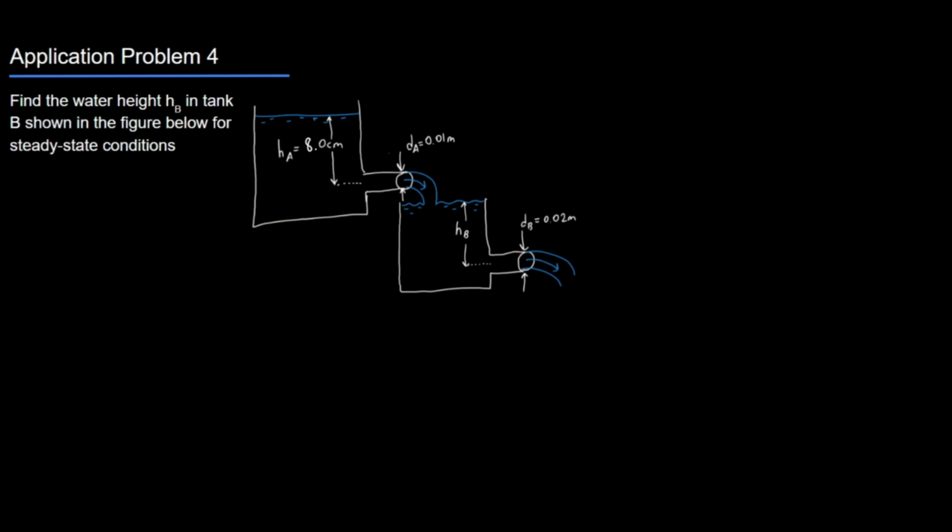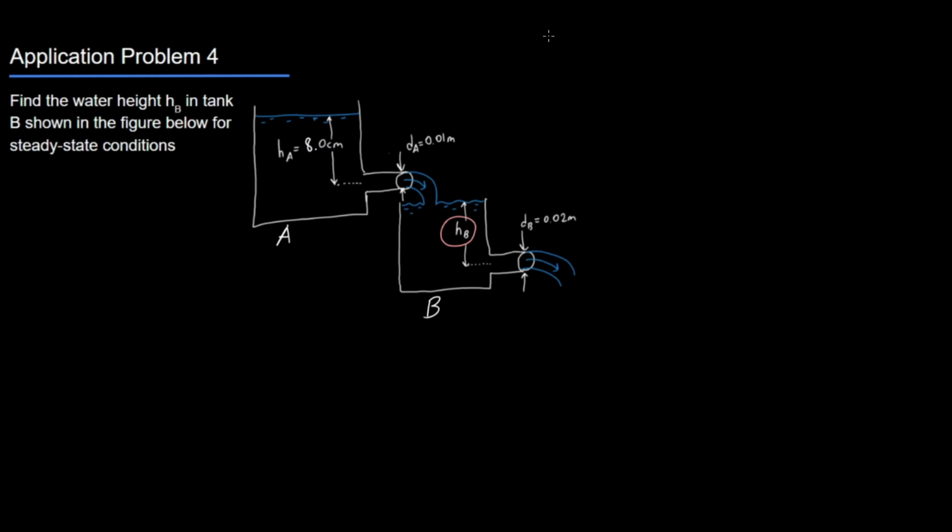Application problem 4. Find the water height HB in tank B shown in the figure below for steady state conditions. So for this, we are hunting down this parameter right here, HB, and this is tank B, this is tank A, and what we have given is a very weird situation where we want to balance it because it is steady state, where this will have the same mass in and the same mass out. So this is going to get interesting.